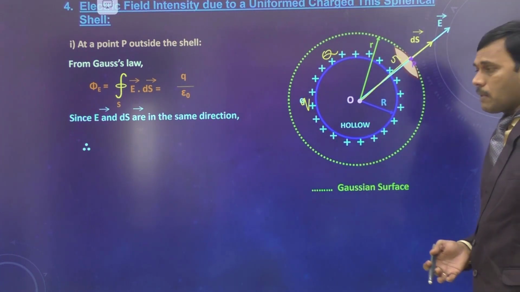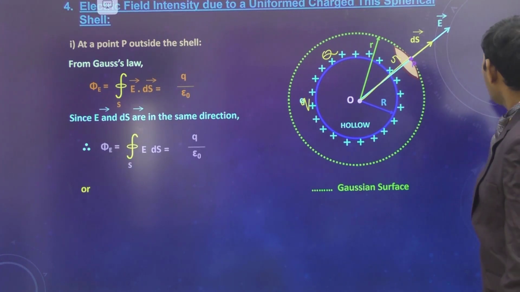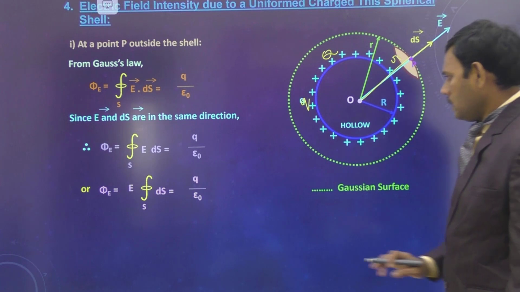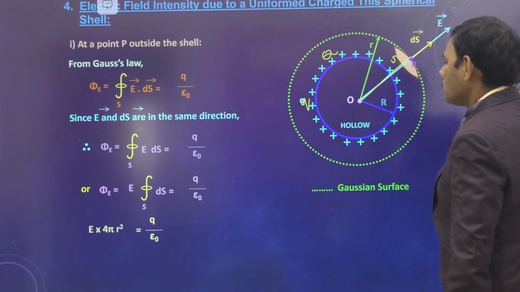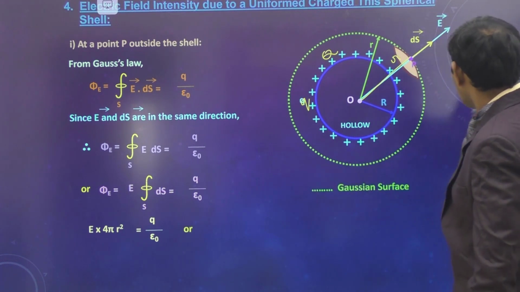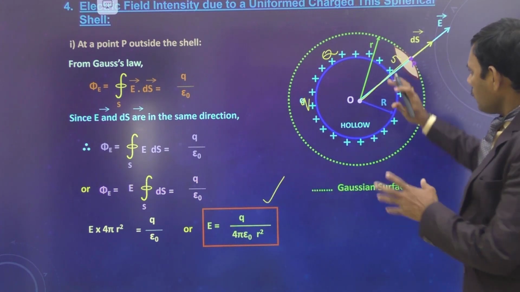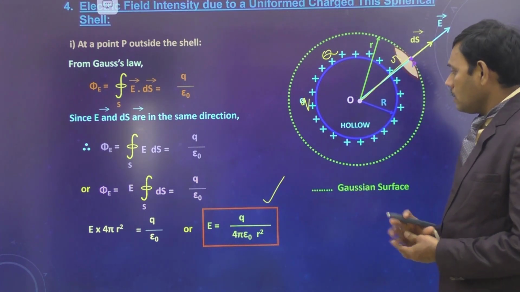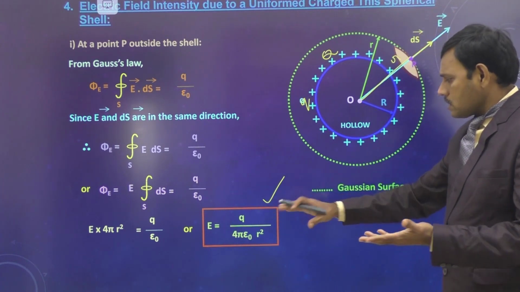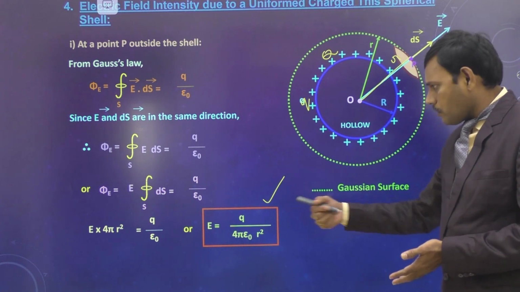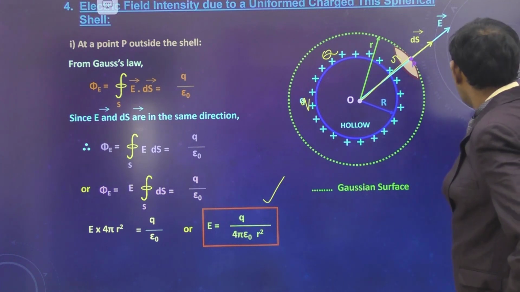Every time we use the same expression. Integral E bar dot ds bar is E into 4 pi r square, where 4 pi r square is the area. E into 4 pi r square is equal to q by epsilon naught. So ultimately we get E equal to, remember this formula, at an outside point of a uniformly charged shell at any distance small r greater than capital R, the electric field is 1 by 4 pi epsilon naught times q by r square, and it is exactly equal to the electric field due to a point charge formula.